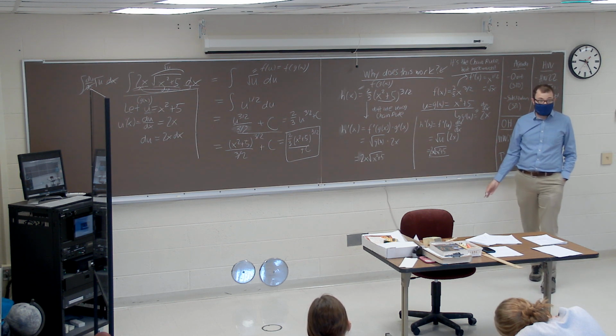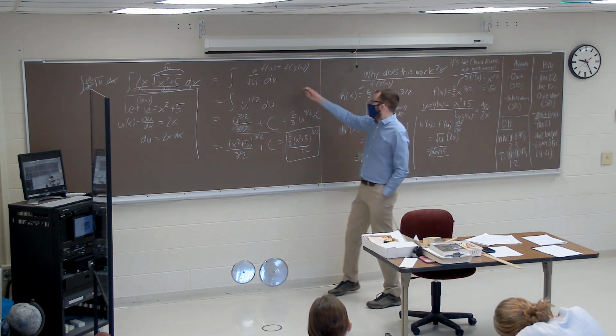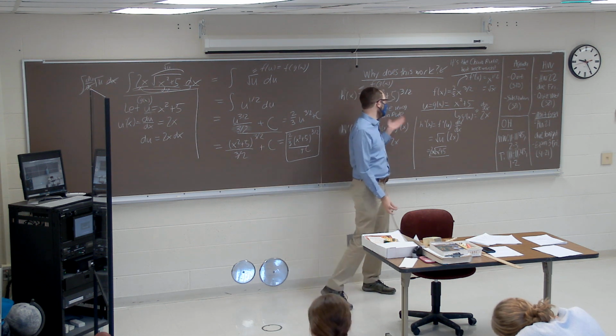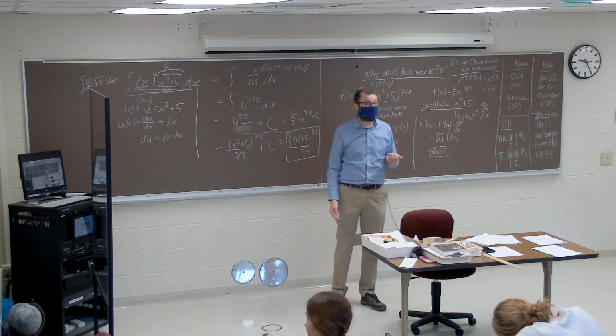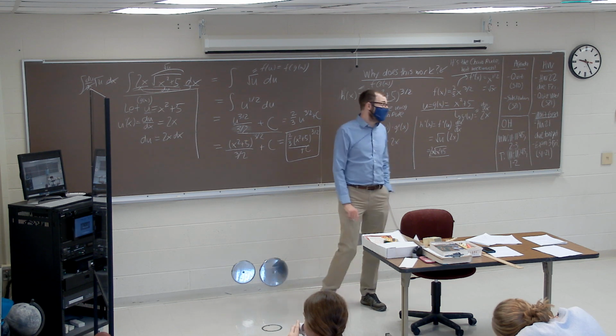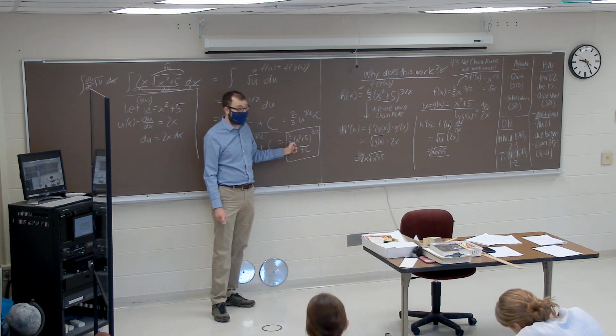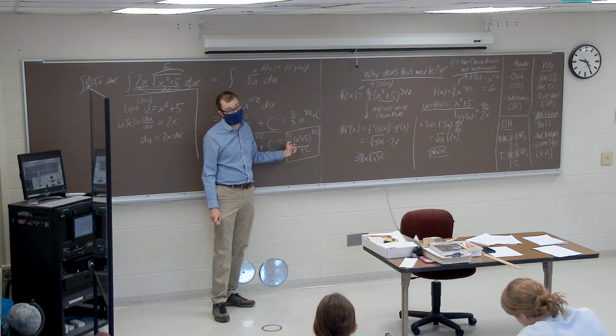So by rewriting in terms of a variable that makes your integral easier to compute, you're essentially doing this chain rule process in reverse. You're integrating something that would have taken the chain rule in order to differentiate in the first place.